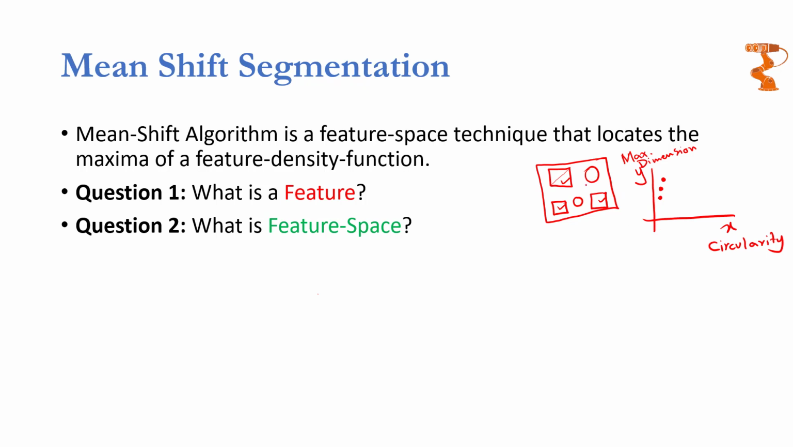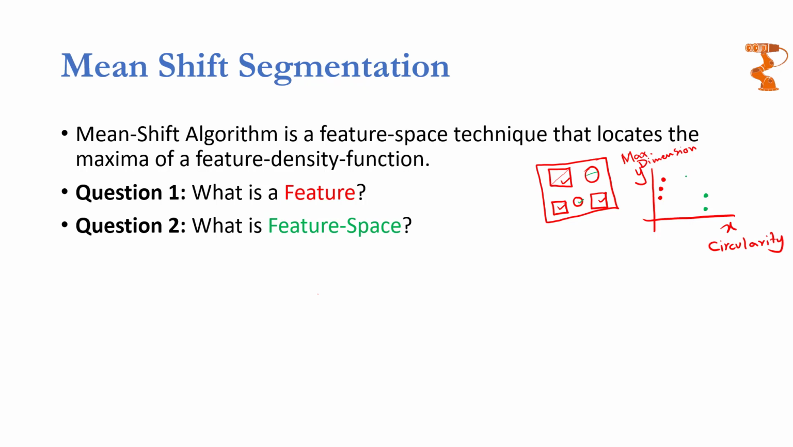And what about these circles? If we measure the maximum dimension of this circle and the circularity of this one, it might come somewhere over here. So it will have a smaller maximum dimension but a large circularity value. And what about this circle? It will have a dot somewhere over here. So you can see that this feature space has divided these objects, circles and squares, into two different groups in the feature space.